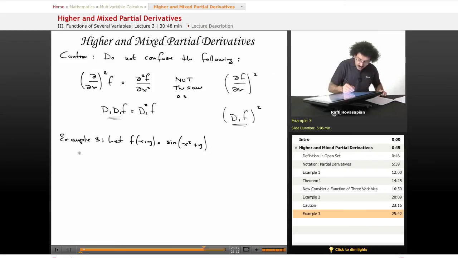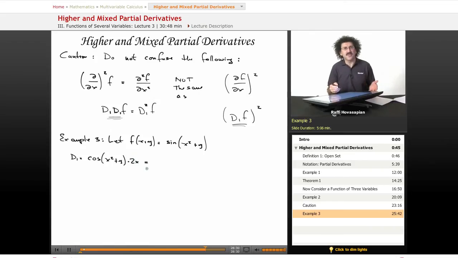So we have d1, the derivative with respect to x. We have cosine of x squared plus y times 2x, which we'll write, again, you can leave it like this, it's not a problem, but it's traditional to bring all of the functions forward and leave the trigonometric function to the end. So 2x times the cosine of x squared plus y.